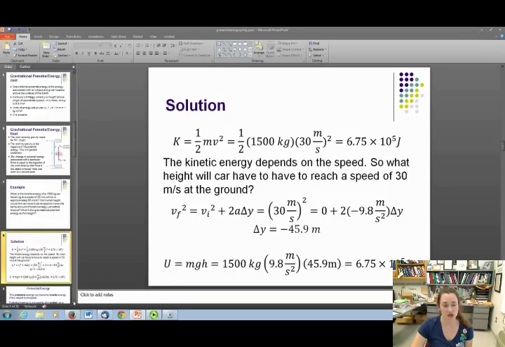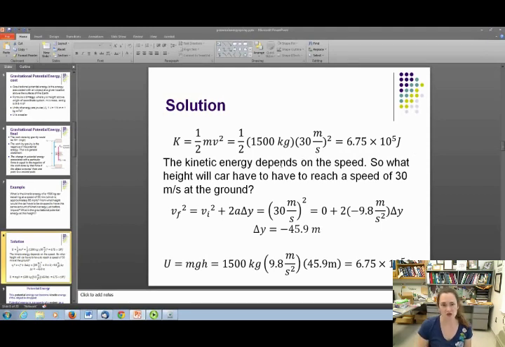All right, so we learned about kinetic energy in the last lecture. The formula is 1/2 times the mass times the speed squared. So if you plug that into the formula for our car, you have 1/2 times 1,500 kilograms times 30 meters per second, and then you square that. If you solve for that, you see that the car has 6.75 times 10 to the 5th joules of energy. Okay? So the kinetic energy depends on the speed.